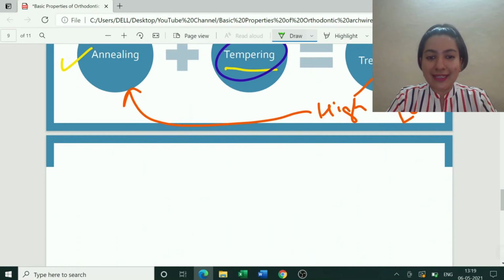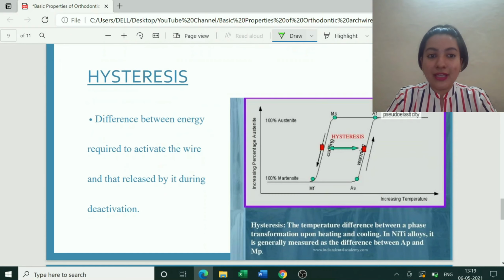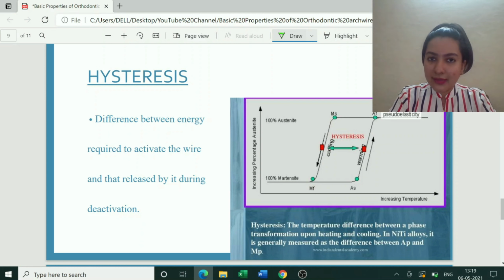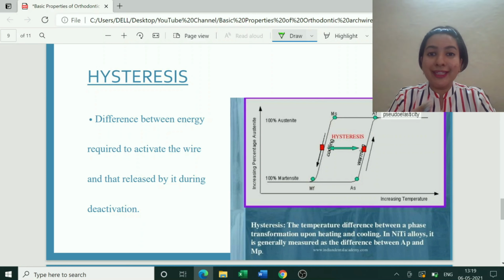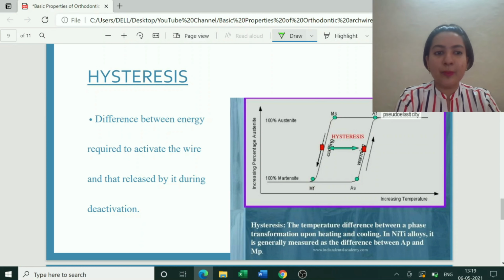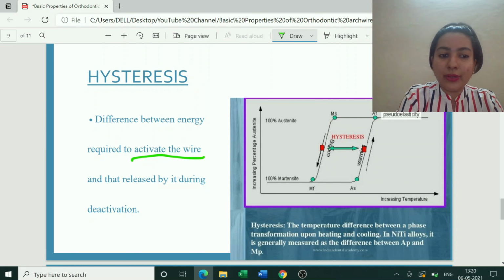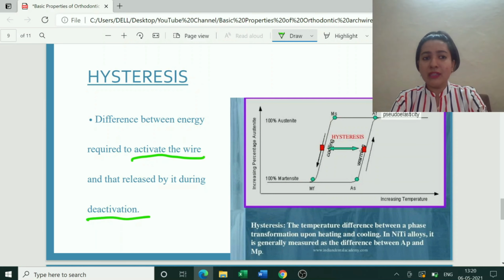Moving on to the next concept, hysteresis. Students, this is also a very important concept. Basically, all the things which we are covering today are extremely important and you should be very thorough with them, whether it is ductility, malleability, joinability or heat treatment. The next important topic to be covered is hysteresis. What is hysteresis? It is the difference between the energy required to activate the arch wire and that released by it during deactivation. This is the definition.